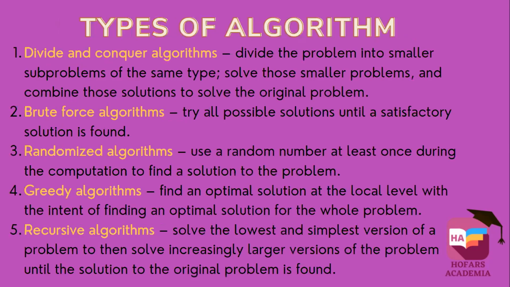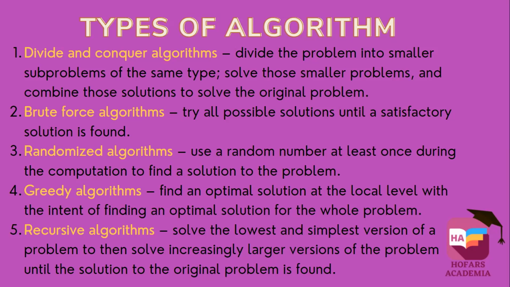But in programming, we have different sets of algorithms according to our needs. So the first one is divide and conquer algorithm. In this algorithm, we divide the problem into smaller sub-problems of the same type. We solve the small problems, which are easier to solve, and then we combine those solutions to give us the original problem. Second one is the brute force algorithm.